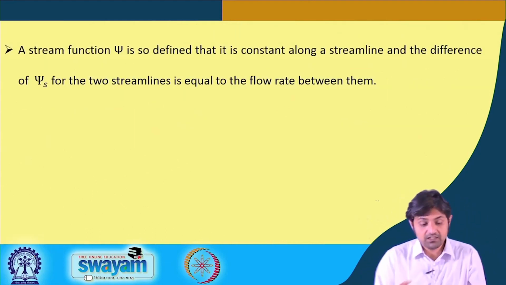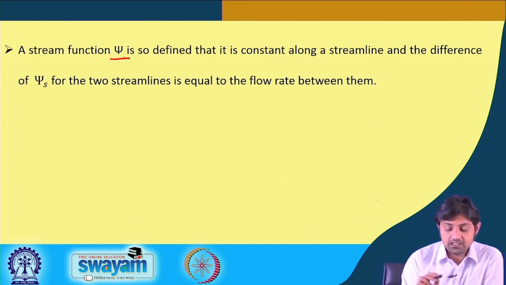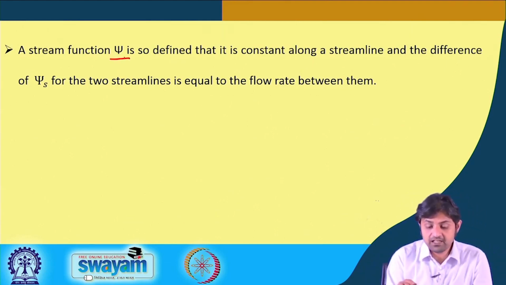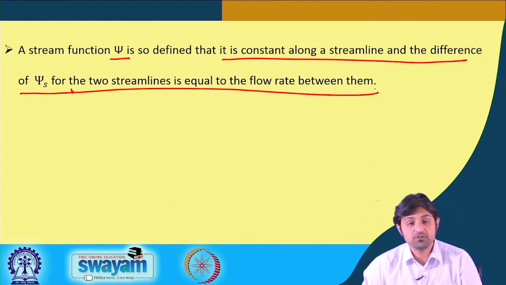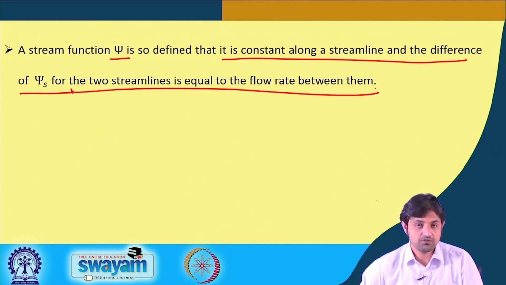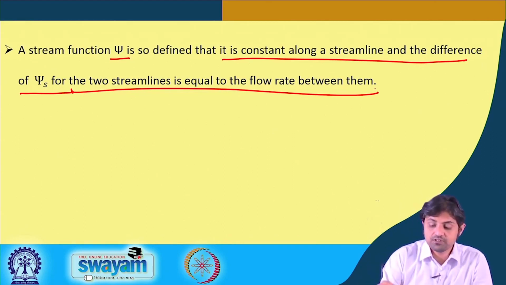So based on that, a stream function phi is defined so that it is constant along a streamline, and the difference of this function for the two streamlines is equal to the flow rate between them. This is an important definition. We will have a lecture on viscous fluid flow where we will be deriving everything from scratch, the equation of continuity to the Navier-Stokes equation along with these streamlines. We are going to see there, we will prove this.